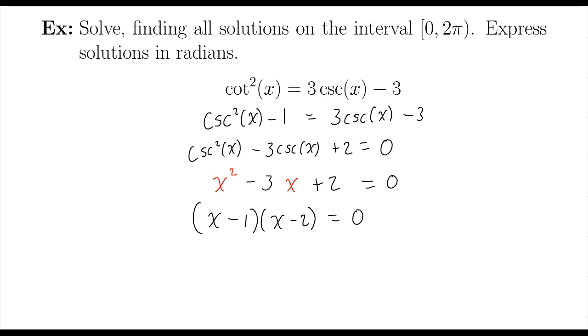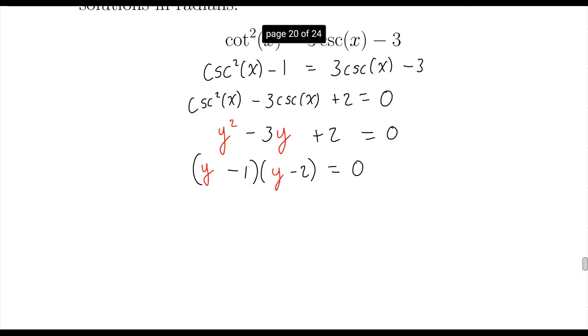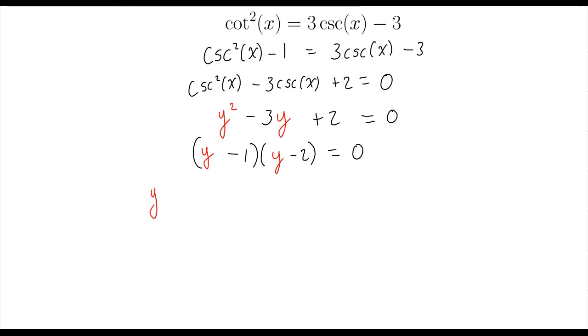Set them both equal to 0. Now x is a poor choice. I should use another letter here instead of x because I don't want all these x's all over the place. Okay, so let's use y instead. There we go. Okay, so y minus 1 times y minus 2 equals 0. So the zero product principle says that y minus 1 equals 0 and y minus 2 equals 0. So y equals 1 and y equals 2.